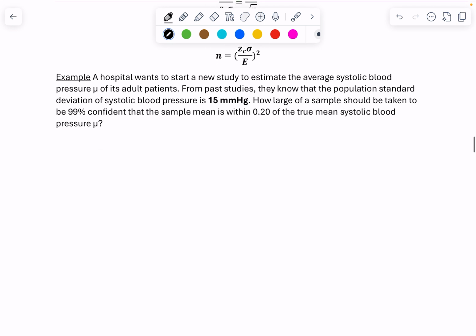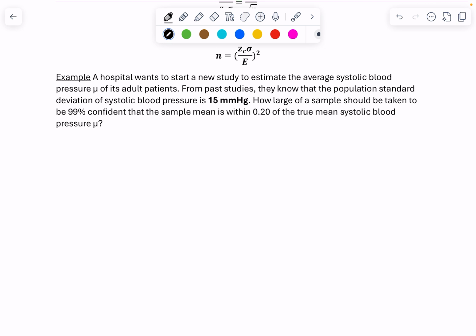So a hospital wants to start a new study to estimate the average systolic blood pressure, the population mean, in adult patients. And from past studies, we know that the population standard deviation of the systolic blood pressure is 15 millimeters of mercury. How large of a sample should be taken to be 99% confident that the sample mean is within 0.2 of the true mean systolic blood pressure, the population mean? So let's see.